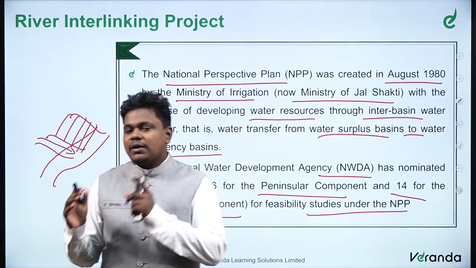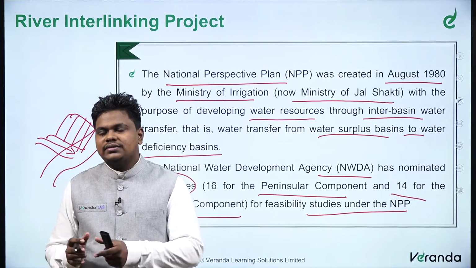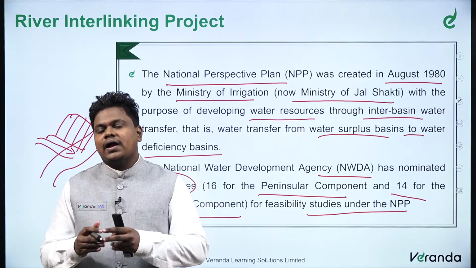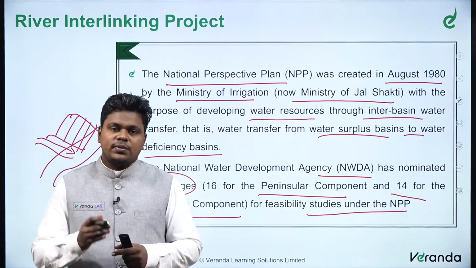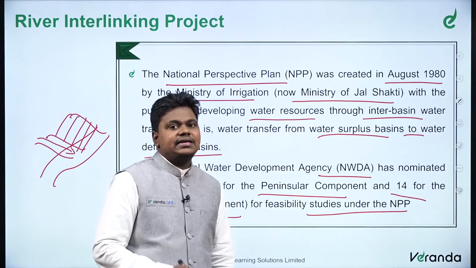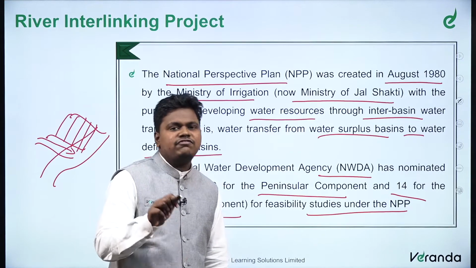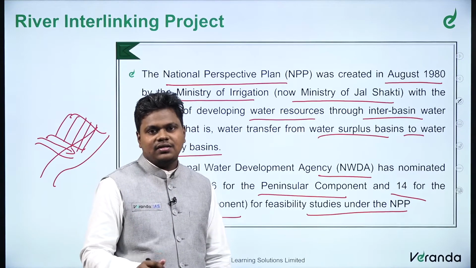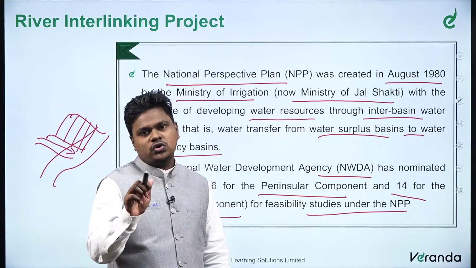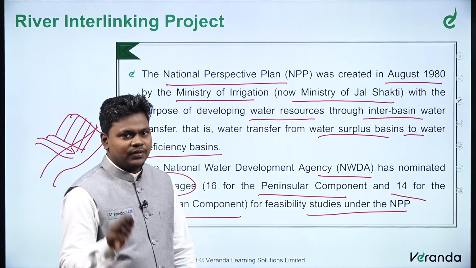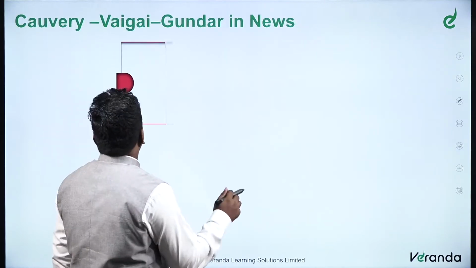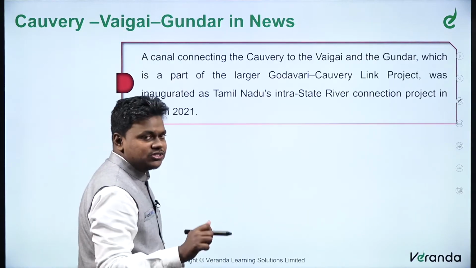So, at one period of time, at one part of a river, the water is flooding, and at other times it is in drought-like condition. Because of this, river interlinking is very much important for India. If all the rivers in India were connected, then there would be no drought-like conditions in India, but this has not yet happened in India. Moving on, why is this river linking project in the news?